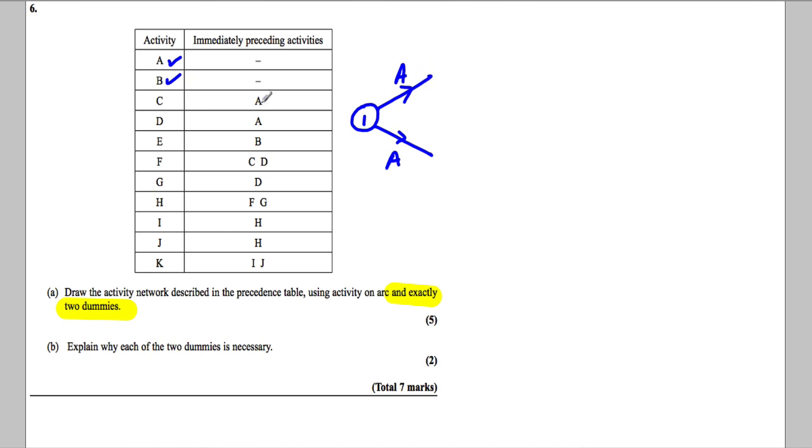Now, C and D both depend on A. So I'm going to close off A and call it number 2, and I'm going to have C and D coming out of it like that. Okay, now E depends on B. Oh, that should have been a B here, sorry, that was my mistake. Now I'm going to close off B and say that B is done at number 3, and I'm going to draw E coming out of it like that.